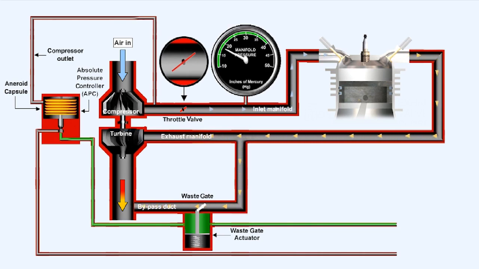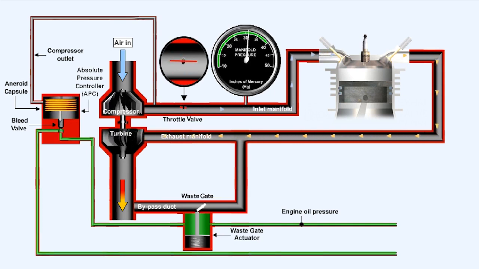At low power settings, full oil pressure is applied to the wastegate actuator, which closes the wastegate and diverts all the exhaust gases through the turbine to maintain the compressor outlet pressure at the designed value. The oil, which is used to move the piston in the wastegate actuator, is taken directly from the engine lubrication system. This oil is also used to cool and lubricate the turbocharger bearings.